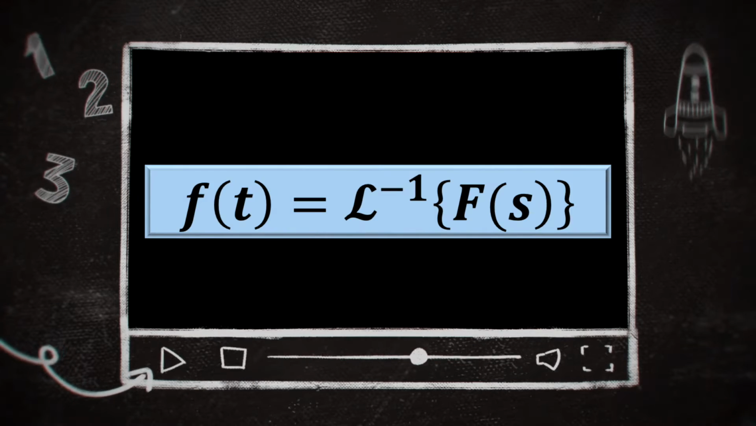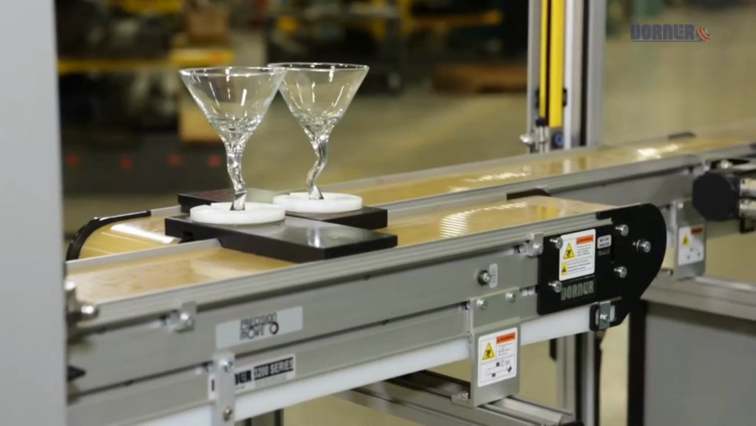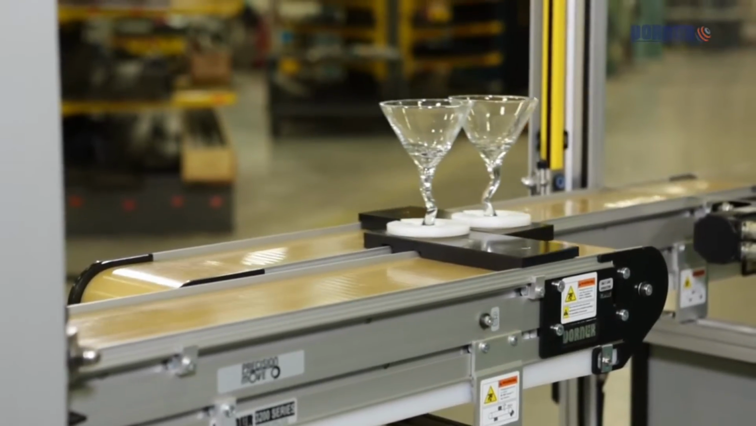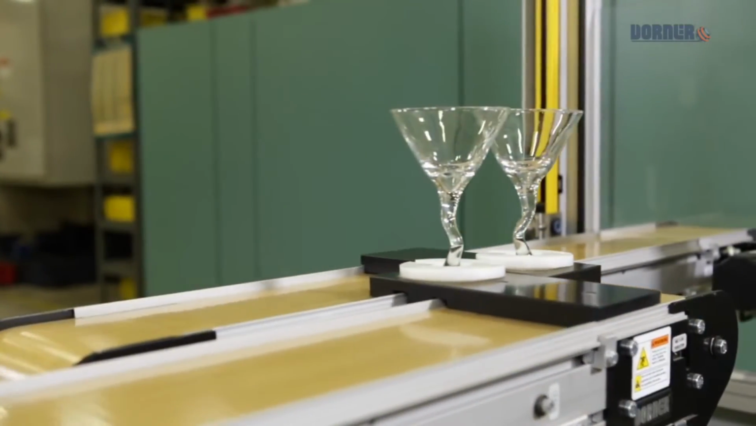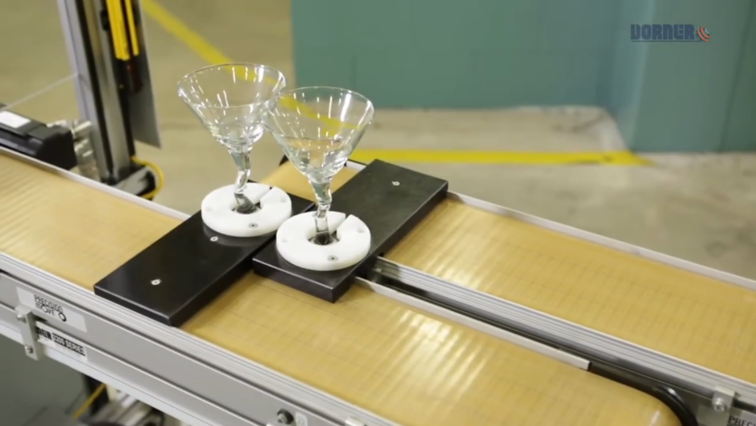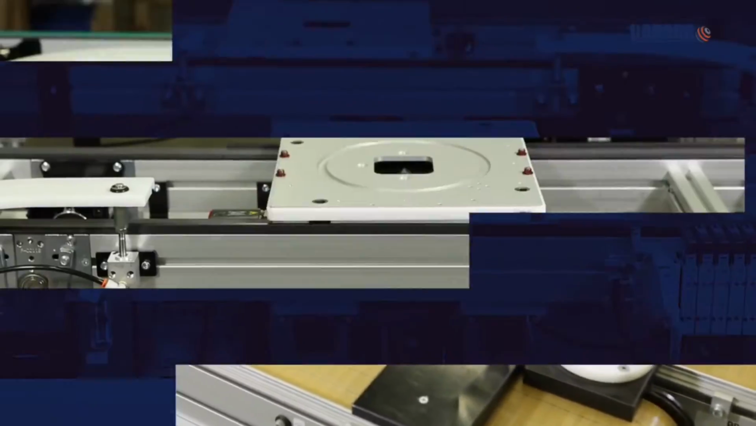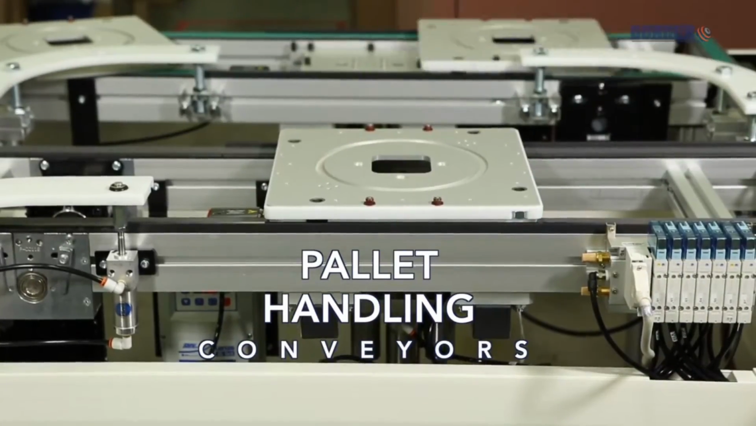The inverse Laplace transform can be written in this form. We still need the Laplace transform table for reference as before. I'm going to show you two examples of inverse Laplace transform operation. So let's go to the first one.